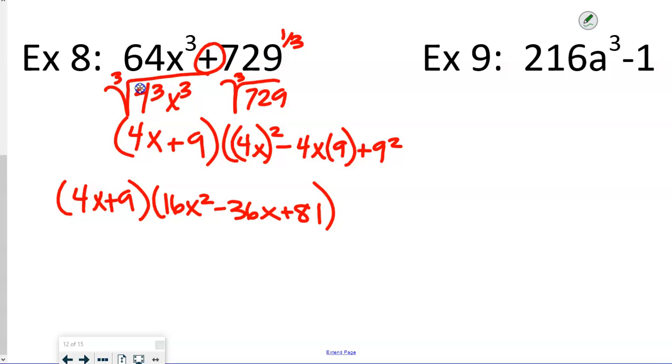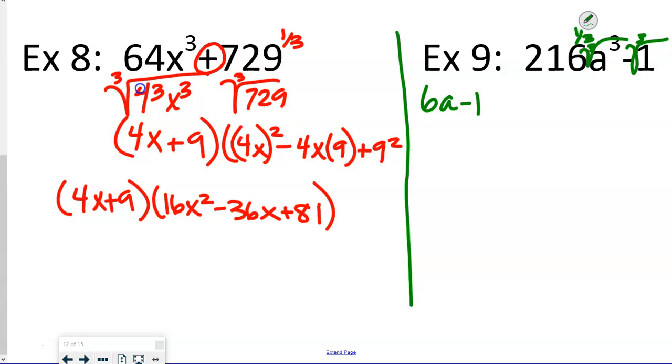So over here again, we're going to take this to the 1/3 power, or you can look at your table. And what number cubed was 216? I see that it's 6, right? And then again, if we take the cube root of this, we get a, right? And then again, we're going to take the cube root of this, or take it to the 1/3 power. That's going to be minus 1, okay?